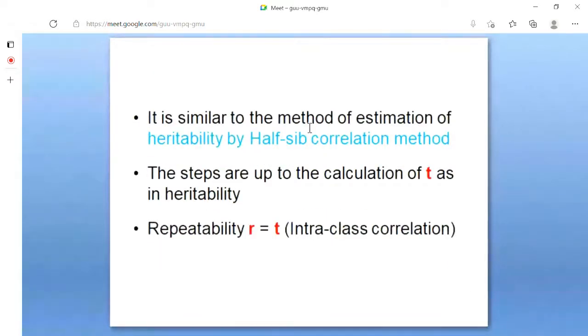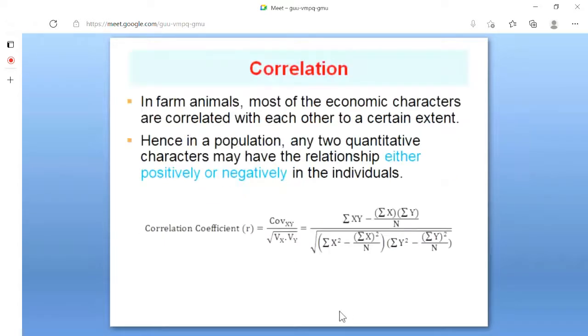It is similar to the method of estimation of heritability by the half-sib correlation method. The steps are to calculate T as in the heritability. You can go back to the heritability and see how T is calculated. This T is nothing but the interclass correlation. How it is calculated, you can see later on. And this repeatability is equal to your interclass correlation T. That is all about repeatability.